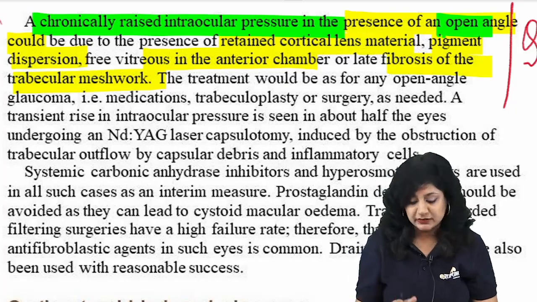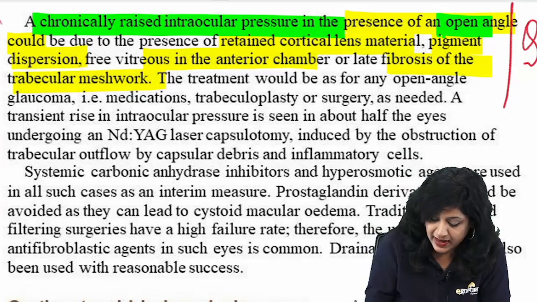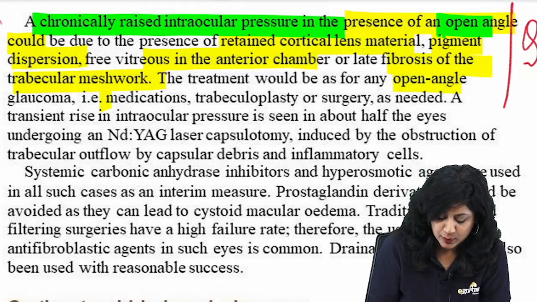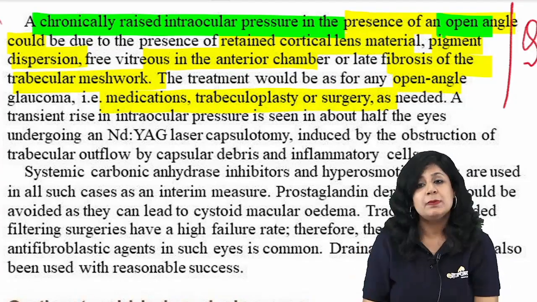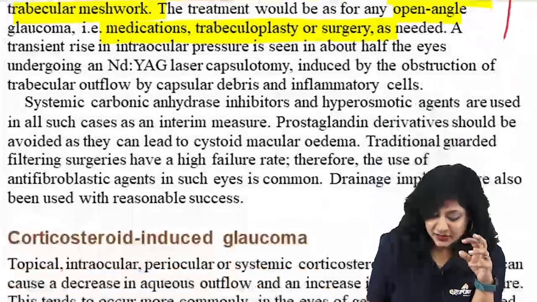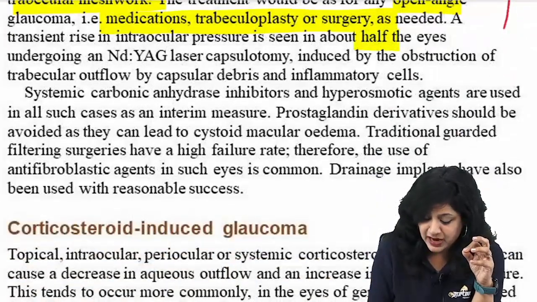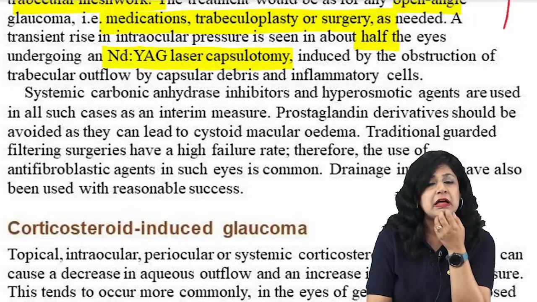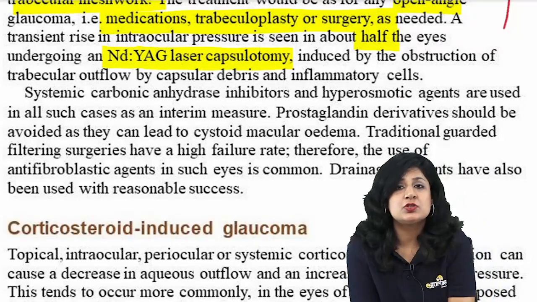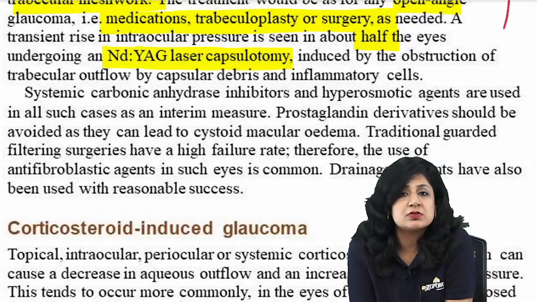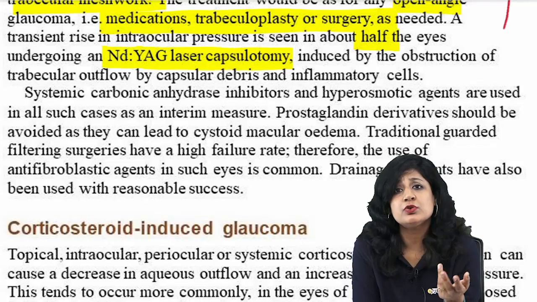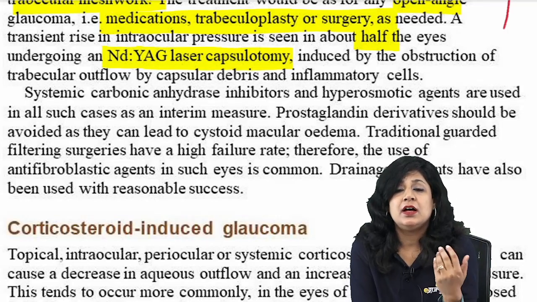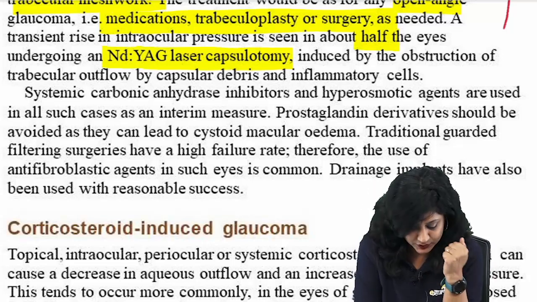So that means there are so many things. The treatment would be as for any open angle glaucoma: medications, trabeculoplasty, surgery, all these things could be there. You can even get a transient rise of intraocular pressure in about half of the eyes undergoing Nd:YAG laser capsulotomy. If it is just a transient rise, it's okay, but if you suspect it could last longer, we can give apraclonidine for those cases where we suspect a rise in intraocular pressure after the procedure.